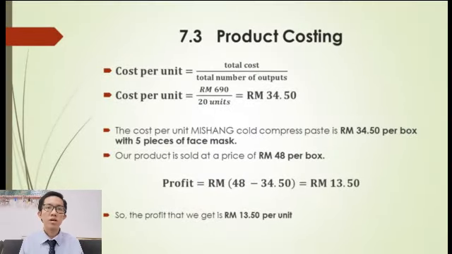For product costing, cost per unit is equal to the total cost divided by total output number sold. Our cost per unit of Mission Core Compressed Paste is 34 ringgit and 50 cents. Our product is sold at a price of 48 ringgit per box, so the profit that we get is 13 ringgit and 50 cents per unit.